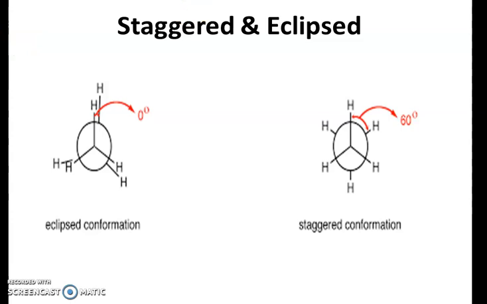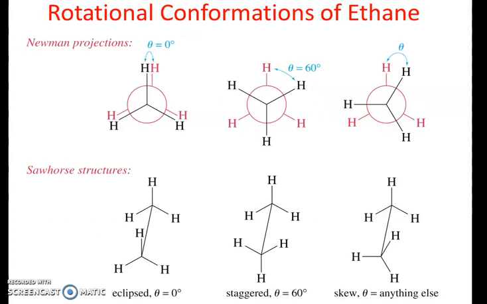Now we are not interested in that. There are two extreme conformers. They are called the eclipsed conformer and the other one is staggered. Now, in between all these are called the skew form, or gauche form. Any form in between these two is called the skew form or gauche form.